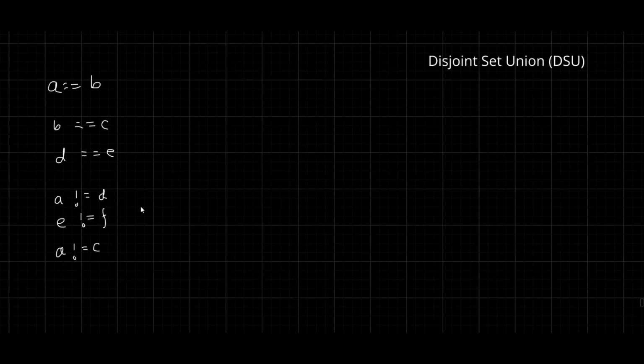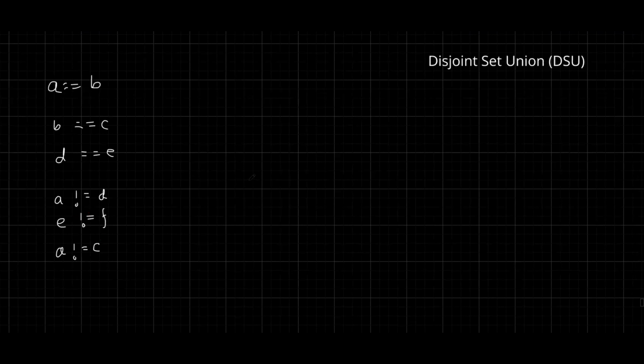Now here, to understand the algorithm, we have taken these examples. Basically, we have taken 6 equations. The first one is A is equal to B. The second one is B is equal to C. The third one is D is equal to E. The fourth one is A not equal to D. The fifth one is E not equal to F. And the last one is A not equal to C.